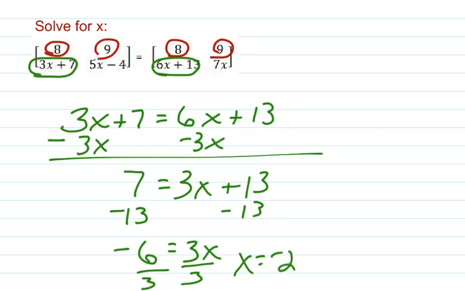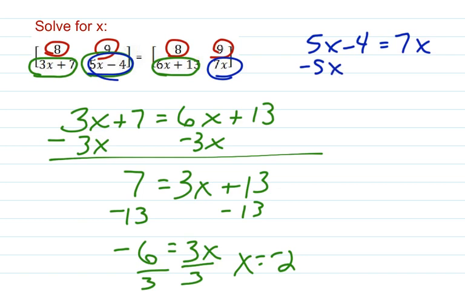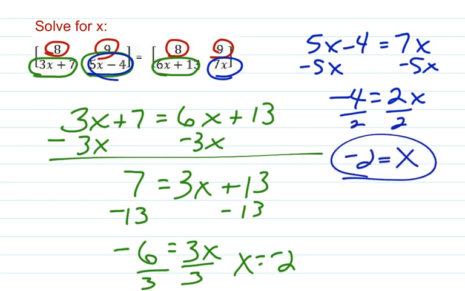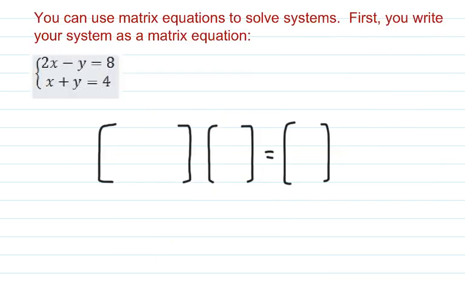Alright, and then in the next one, we see that 5x minus 4 is equal to 7x. And so if I subtract 5x from both sides and divide by 2, I get x is equal to negative 2. Notice that that's the same thing. They're in the same equation, so x has to equal the same thing as long as it's within the same equation.